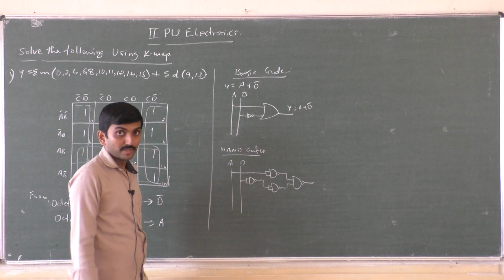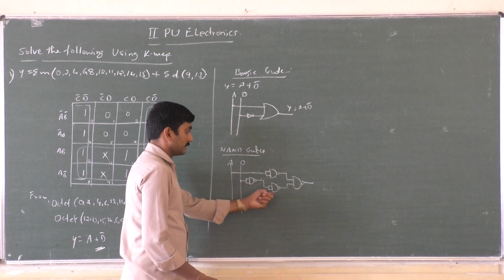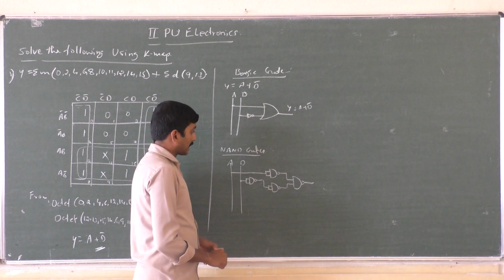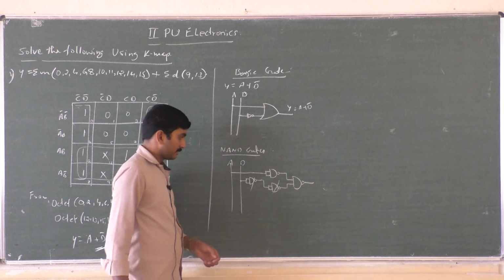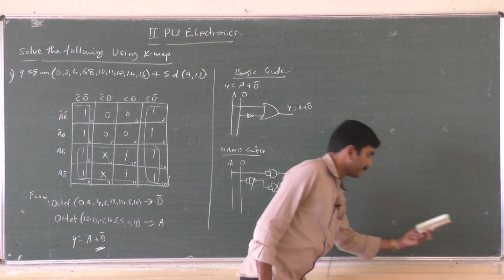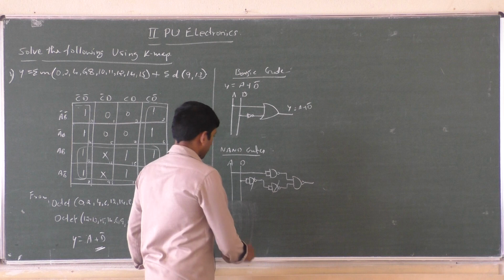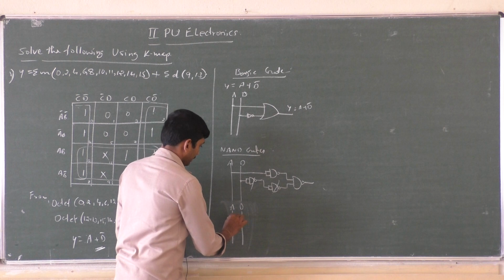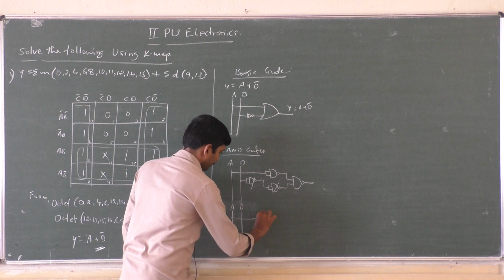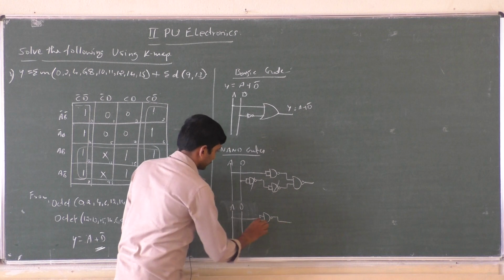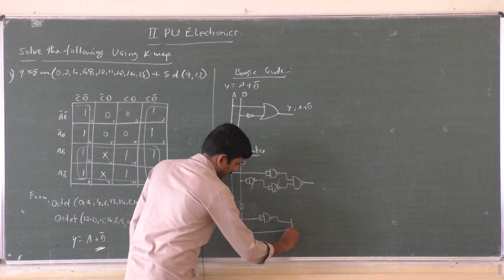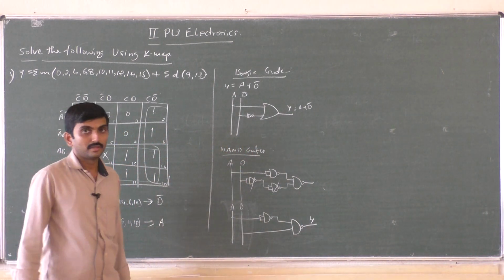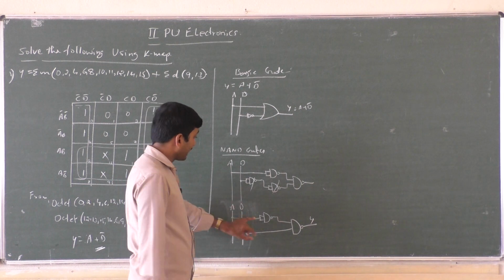Is there any cancellation? Yes, here is a cancellation. These two NAND gates come successive, therefore cancel them. Finally we got a circuit as this, the last circuit: A, then D bar, therefore direct, NAND gate. This is Y equal to A plus D bar. Okay, so this is the NAND gate equivalent.